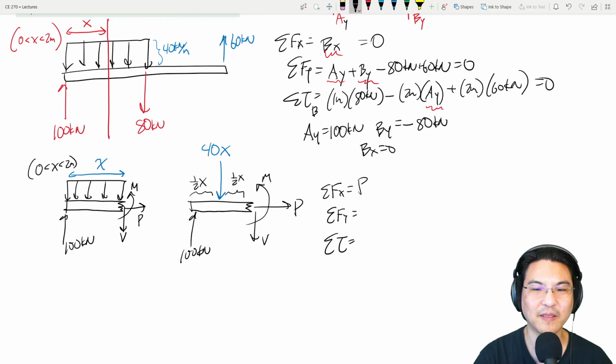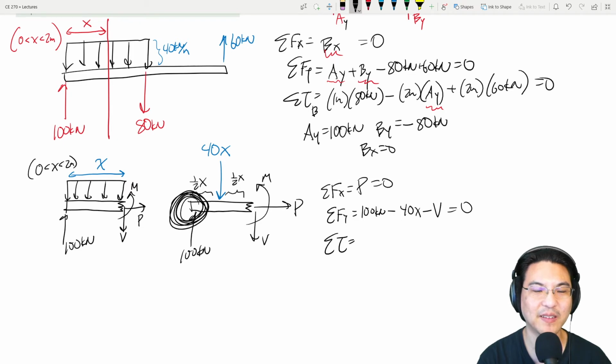Okay, so x direction, we got this. That's it. Okay, y direction, 100 minus 40x minus V. Okay, sum torque about anywhere we want. If I sum torque about this side, then there's torque from this force and this couple. If I sum torque about the other side, then there's torque from this force and this couple. I feel like that choice is more clever because I don't need to deal with this variable. One less unknown. Okay, so I'm going to sum torque about the right side, the end.